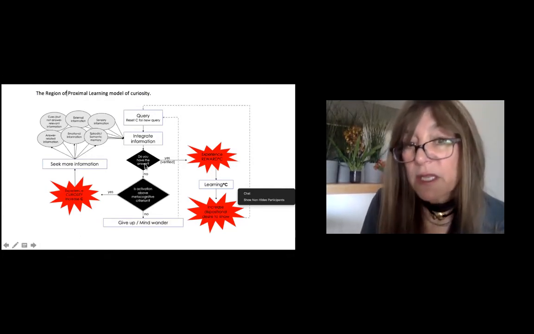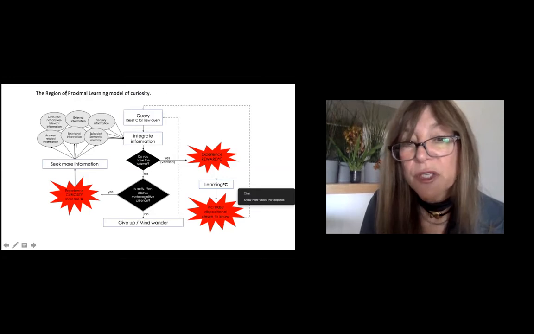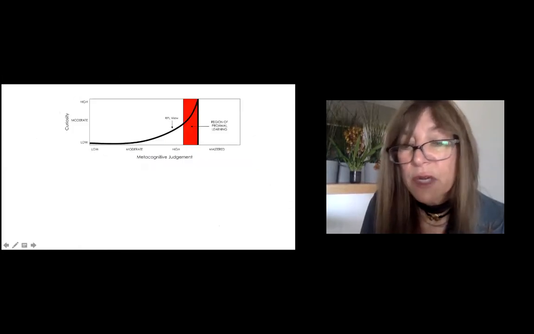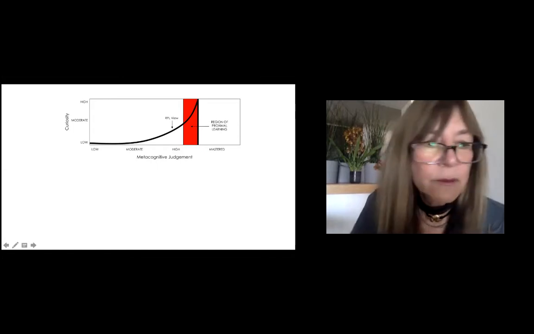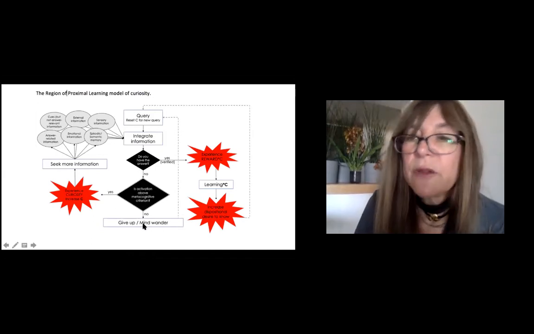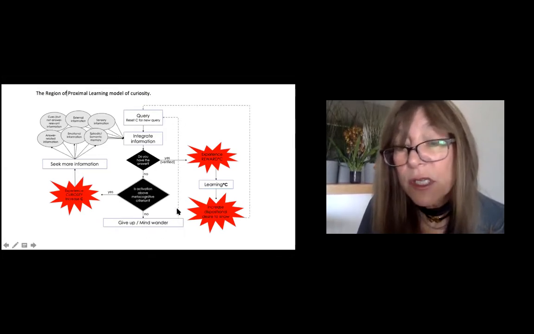If you don't get the answer, you've accumulated all this information, but you don't have the answer, so we're at no here. That's when we have a metacognitive decision. Is the activation above the metacognitive criterion? And here's the criterion. You don't have the answer. Is it higher than this? Is it in the region of proximal learning? If the answer to that is no, you give up and you mind wander, and you may go on to the next question. If you can't go on to the next question, you mind wander, you do something else.